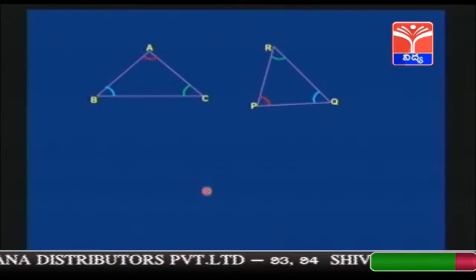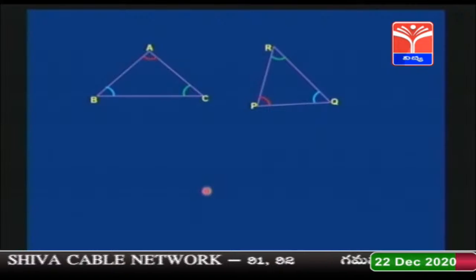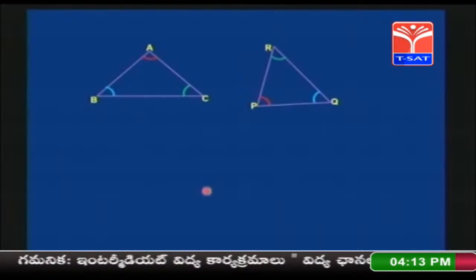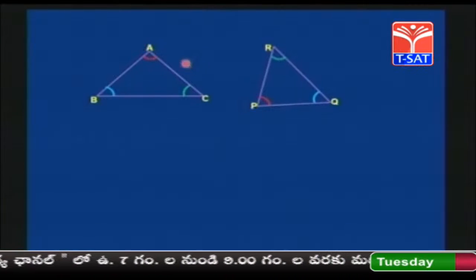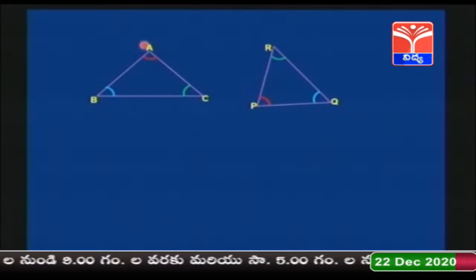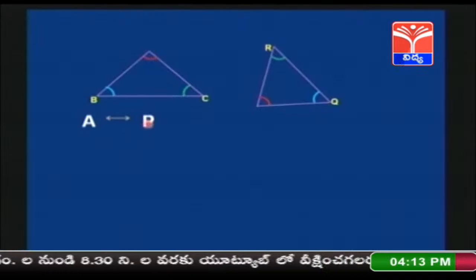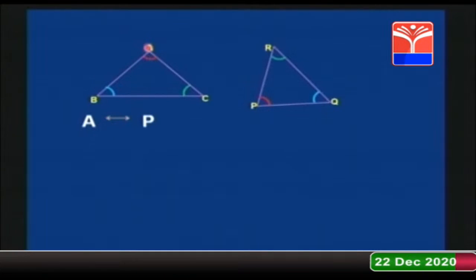So, same as the previous triangles, triangle ABC and triangle PQR. Now write one by one. The first observation: the vertex A is covered by vertex P. Here the vertex A is covered by vertex P, which means there is a one-to-one correspondence between the vertices and we denote it like this: A corresponds to P. We use the symbol with two-sided arrow marks to denote one-to-one correspondence between the vertices, because the vertex A is covered by vertex P, so there is a one-to-one correspondence between these two vertices.